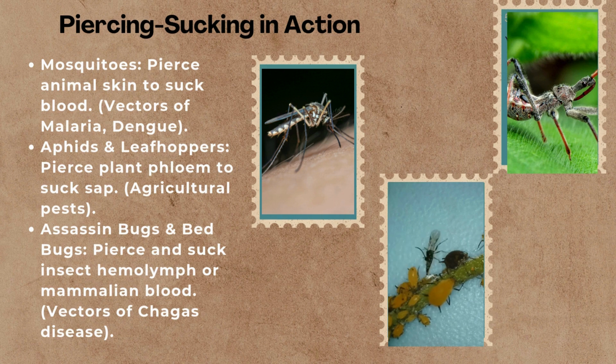This diagram shows how it all comes together in action. You can see the stylets piercing the skin or plant tissue, with food being drawn up one canal while saliva is pumped down the other. This is exactly how a mosquito feeds and in the process can transmit disease.